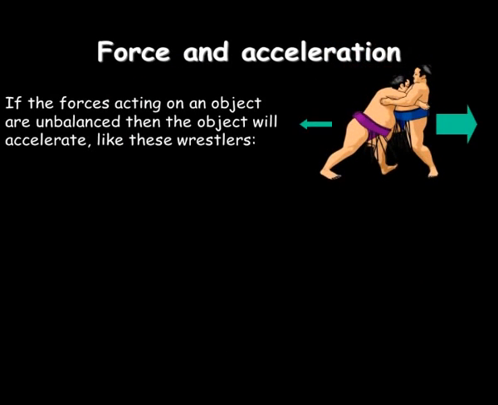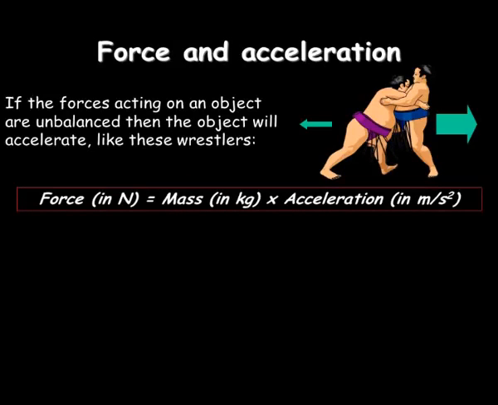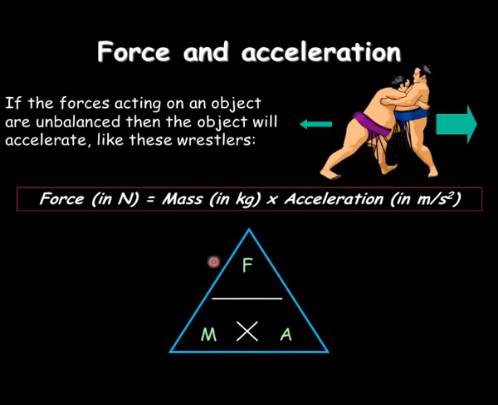There is an equation that links force and acceleration. Basically, the bigger the force, the bigger the acceleration. So if you look at these two sumo wrestlers, you'll see that the one on the left is pushing the other one, bigger arrow there, so he's going to accelerate towards the right. To work out the size of the acceleration, you can use this equation. Again, you can put it into a triangle if you want to rearrange it. The force is actually equal to the mass in kilograms times the acceleration. So bigger force for a bigger mass with a bigger acceleration.